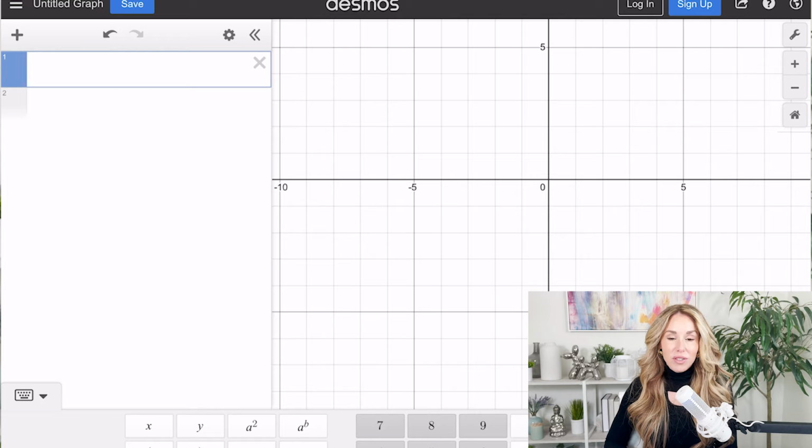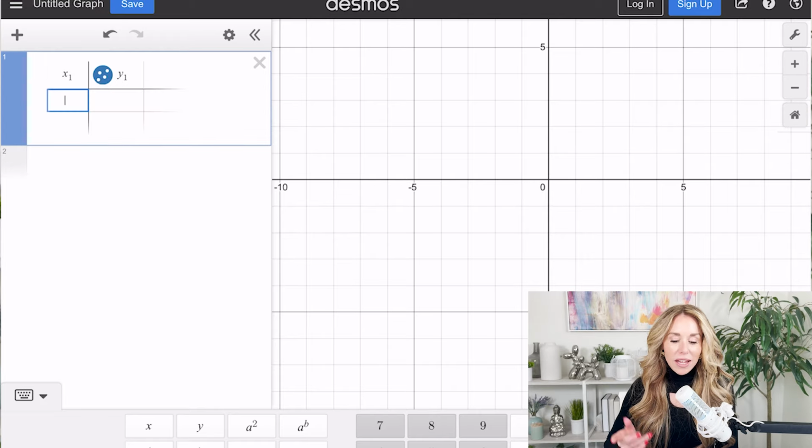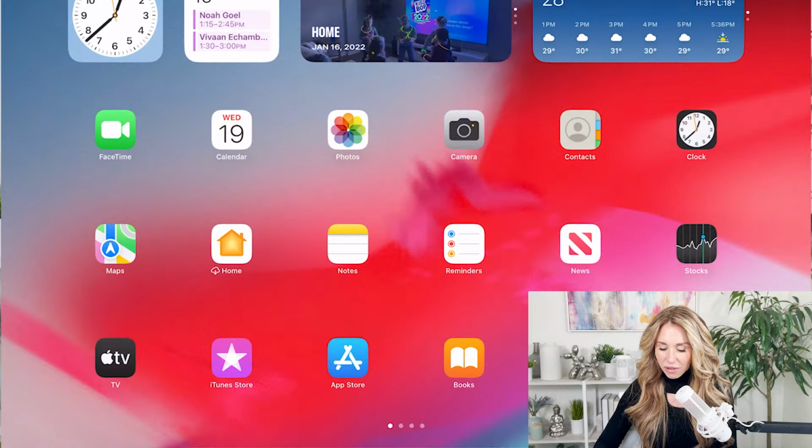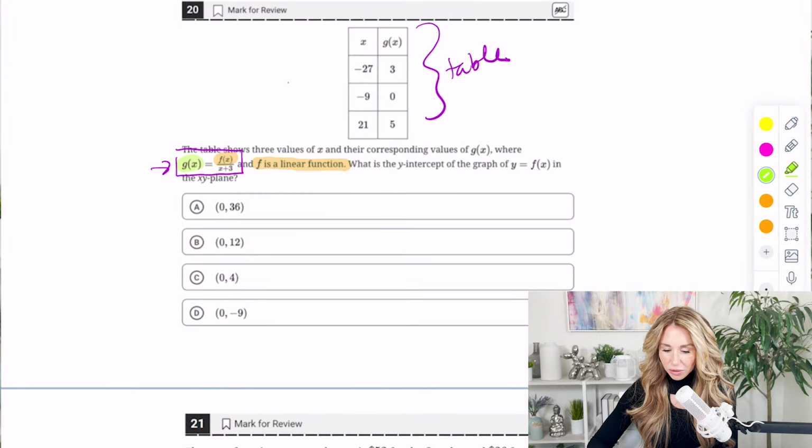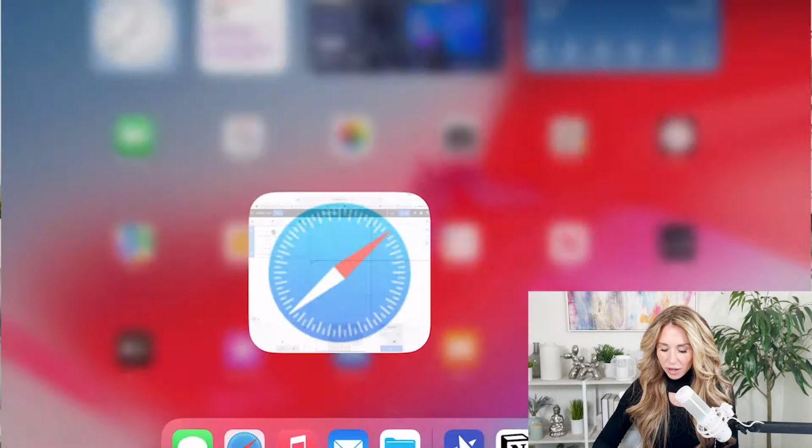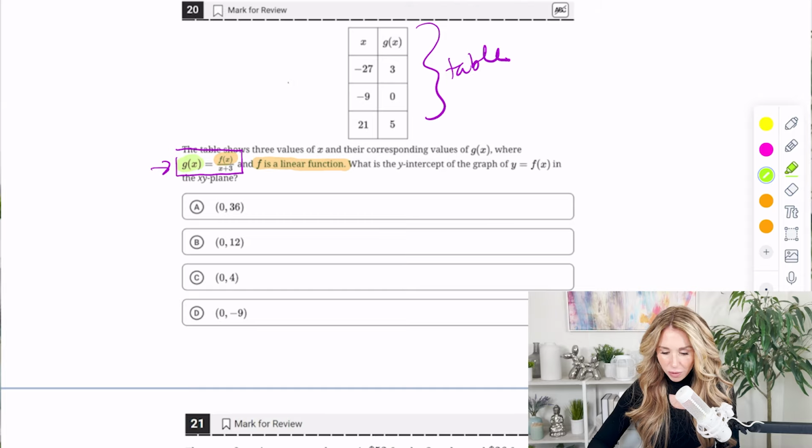The first thing I'm going to do is type in the word table, and a table will automatically pop up. And then we're going to put in our values. So we had negative 27.3, negative 9.0, and then we had 21.5.